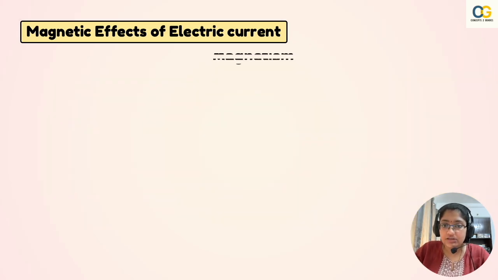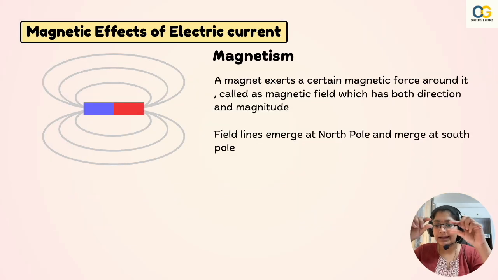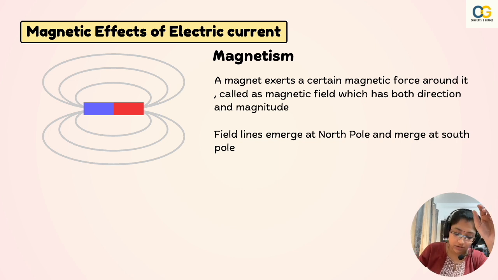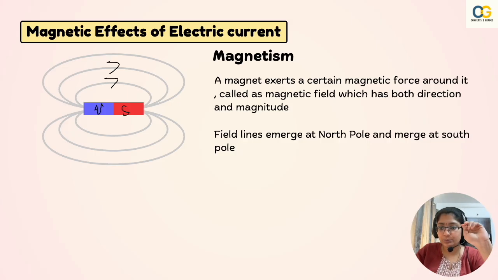Coming to the first concept, which is magnetism. A magnet is an object that exerts a certain magnetic force around it, and this force is called a magnetic field, which has both direction and magnitude. The field lines usually emerge from the north pole. They start from the north pole and go to the south pole. So it's a complete loop.